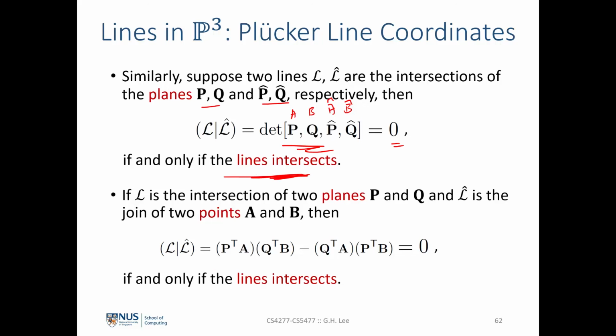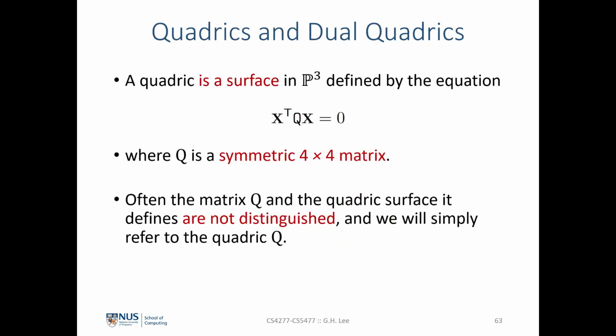And similarly, if the line L is an intersection of any two planes, and L hat is the join of any two points, then this relation should also hold, since there is a duality. That means I can simply replace one of these sets with points and the other one still remains as planes. Now, finally, let's look at the definition of quadrics and dual quadrics.